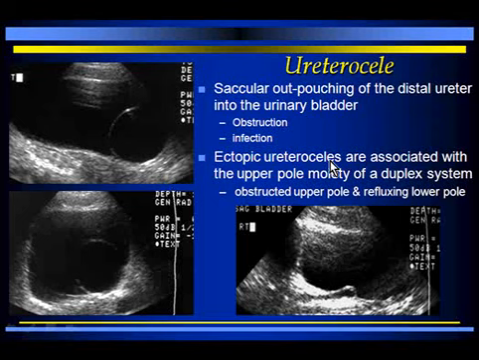Now, ectopic ureteroceles, that is a ureter associated with the ureterocele that does not insert into the normal UVJ, but inserts into an ectopic location, that's often associated with the upper pole of a duplicated collecting system. And in fact, what often happens is that the upper pole of that kidney is obstructed, related to the ureterocele, and the lower pole refluxes because there's some abnormality of the UVJ in the lower pole. This is another case of a ureter coming into the bladder, and you see here a smaller ureterocele associated with this ureter.